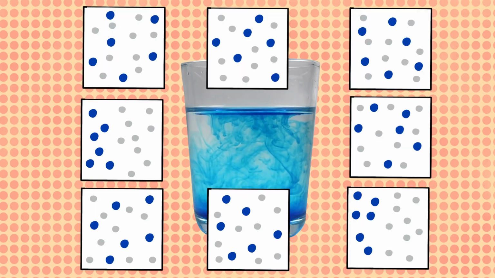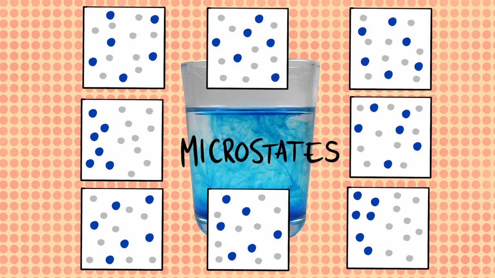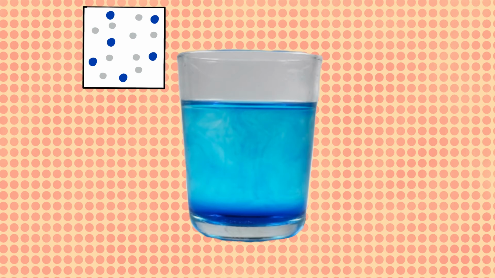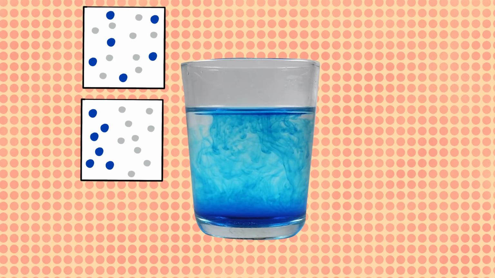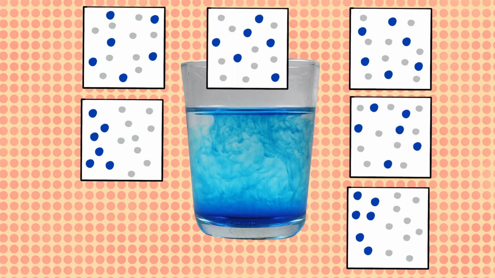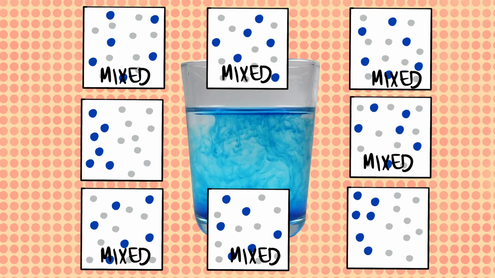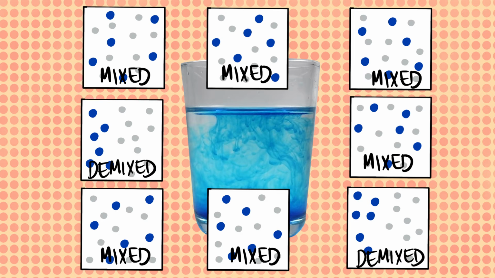Each different arrangement is called a microstate. Some microstates correspond to a very different overall state of the entire glass. For example, this microstate corresponds to a mixed state, while this other one to a demixed state. Both microstates are equally likely. However, there are many more microstates that correspond to a mixed state than to a demixed state.